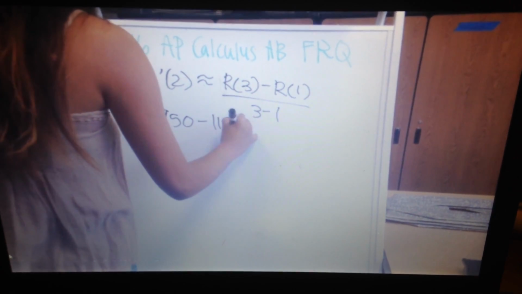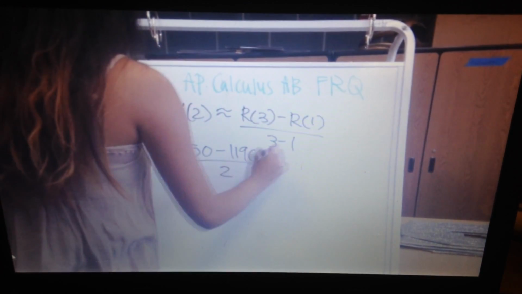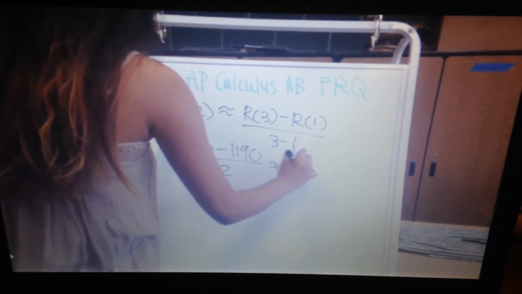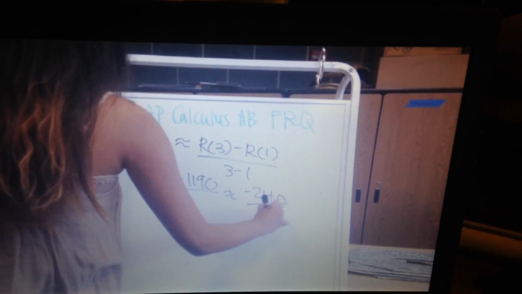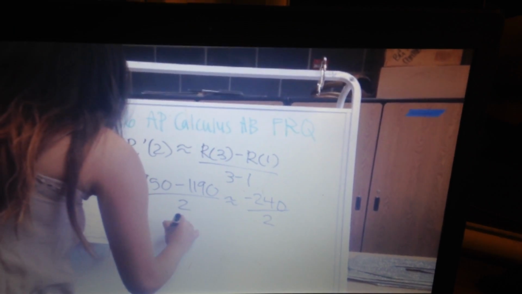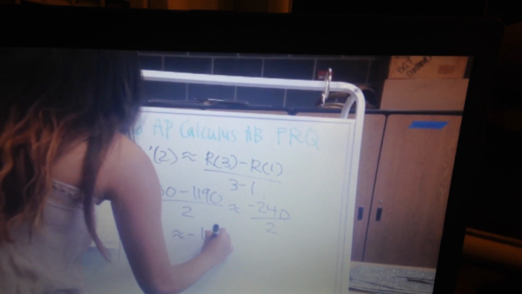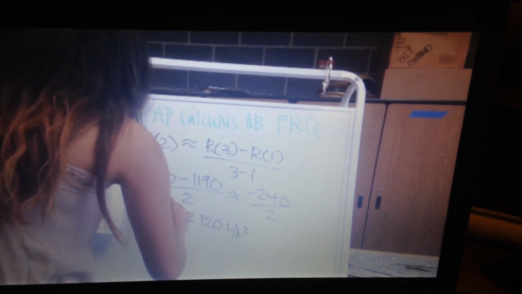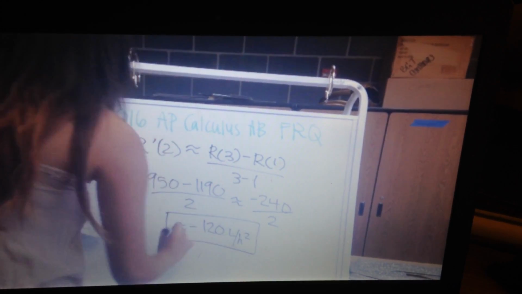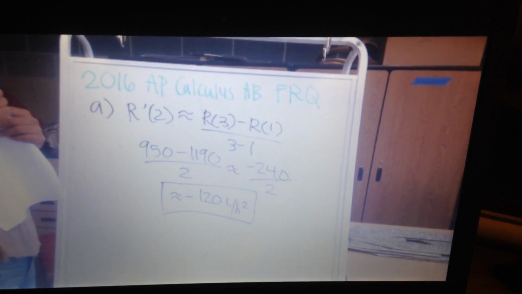R of 3 is 950 and r of 1 is 1190. Subtract the numbers and your answer will be negative 240 divided by 2. If we simplify, we will get negative 120 liters per hour squared, since r of t is liters per hour and we are dividing by t, which is hours.